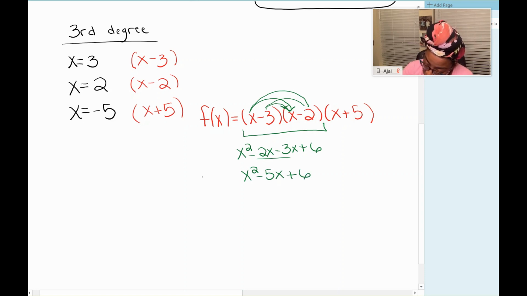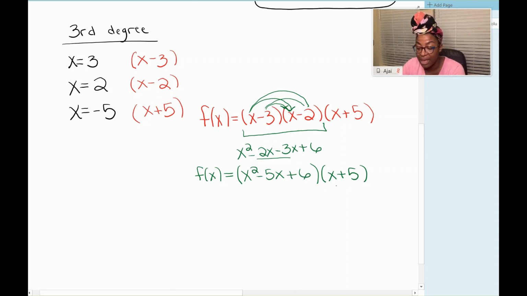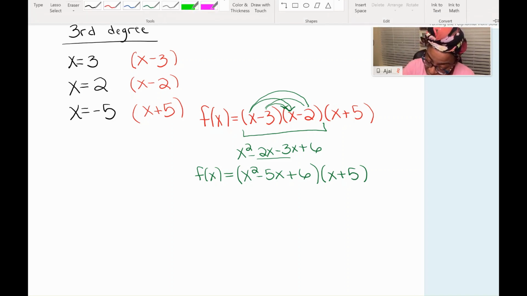Okay, now what I'm going to do is bring down all the other information. I have f of x equals, and I have this together multiplied now, and I also have that third binomial that I decided to wait on, right? So now I have the trinomial, the x squared minus 5x plus 6, and now I have to multiply that trinomial by the x plus 5. Again, it's something that we can handle, okay? It's just like doing the FOIL method, but now you have to distribute 3 times, right? And I'll do these in different colors so you can see each one of the stages.